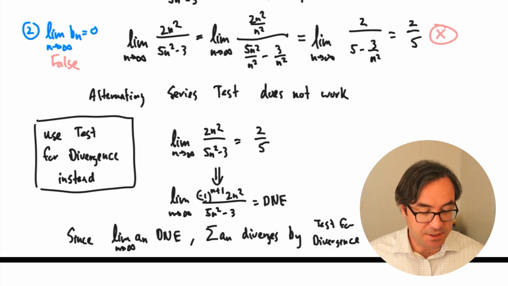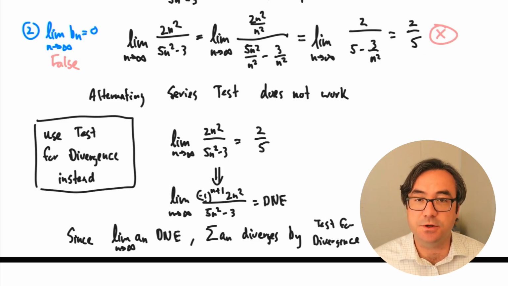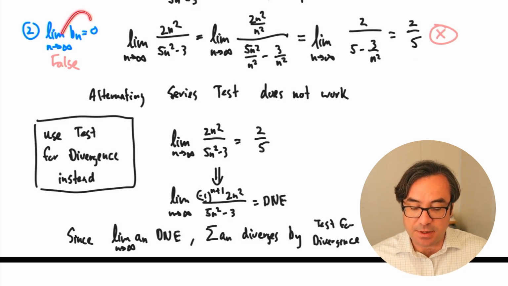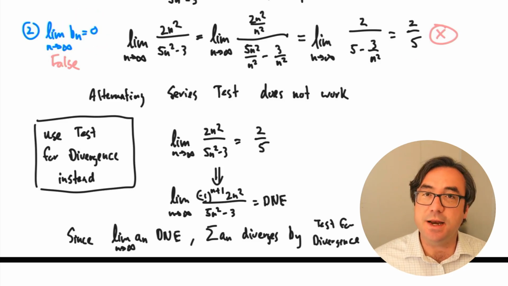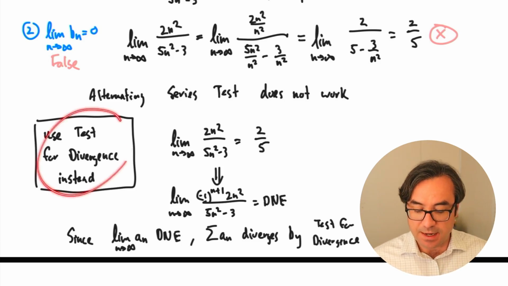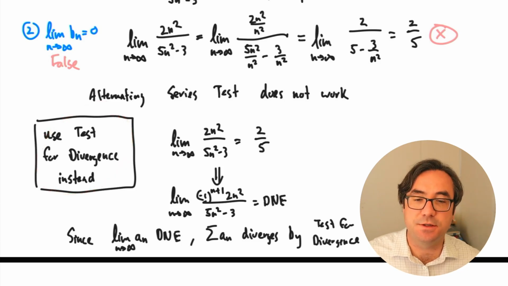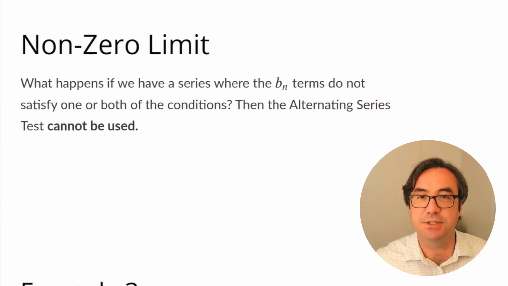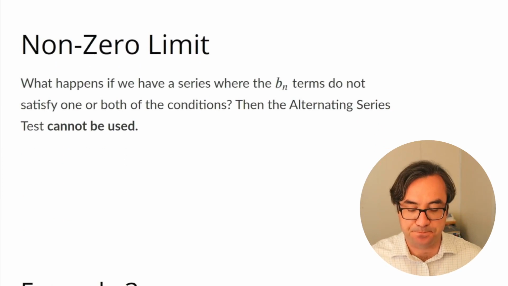So this sometimes happens. We're trying to do our alternating series test because we do have an alternating series, but we get that the limit does not equal 0, so the alternating series test doesn't work in that case, but instead we can immediately switch over to this test for divergence. And so this sometimes happens, so it's worth mentioning.